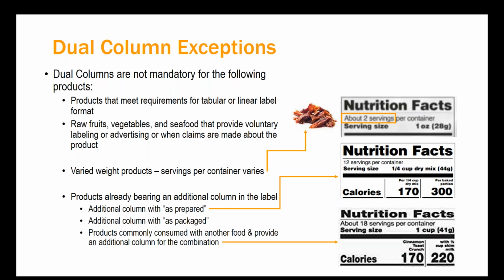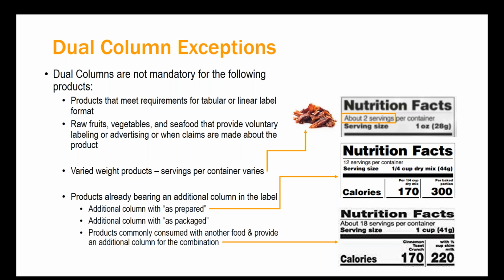If you remember our jerky example that we just talked about, anything with varied weight products does not have to have this as well. The reason is that a container holding 200 to 300% of the RACC wouldn't necessarily be consistent across the board, so that's why it's not required. And then the last category on this slide is really composed of subcategories.